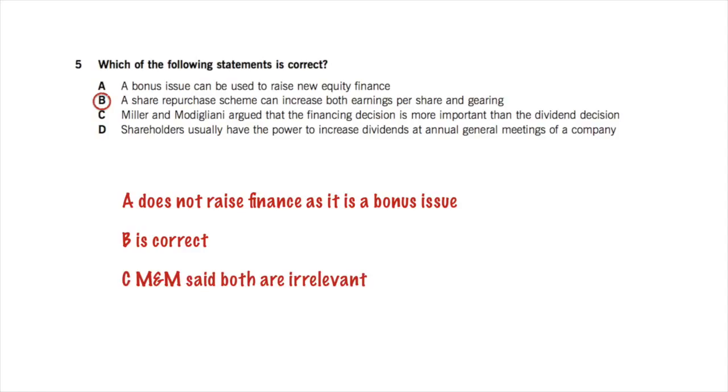So C, Miller Modigliani, well, they said actually that financing is irrelevant. That's thinking about your capital structure theory. They basically said regardless of capital structure, the company will be at the same value, so it's irrelevant. And they said that dividends were irrelevant, so they said both were equally irrelevant. And for D, well, shareholders don't have the power to increase dividends at the AGM. That can't happen. So B here was correct.